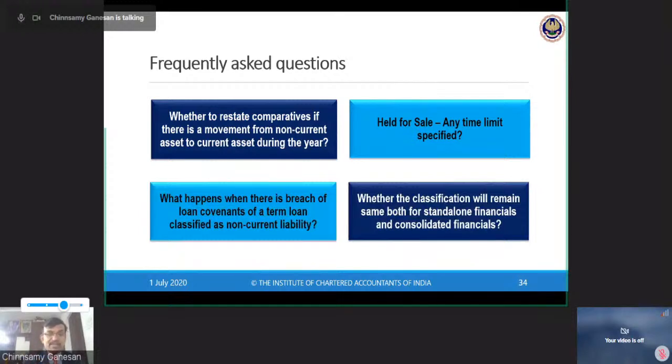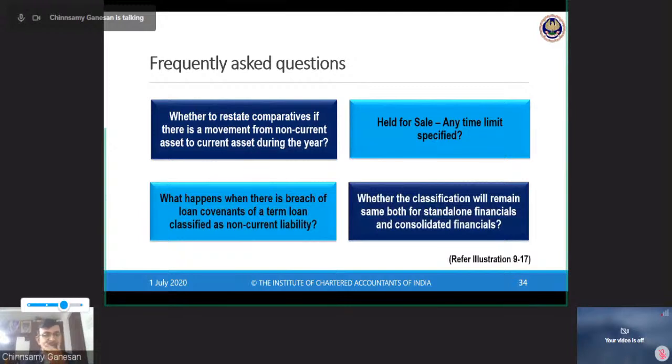Current and non-current classification should be tested from the perspective of the entity which is preparing the financial statement. When standalone financial statements are prepared, from the standalone perspective, I have to see whether the realization is within 12 months or not. When it is consolidated, I have to consider whether this is expected to be realized from the group's perspective, whether it is current or non-current. We will take some examples on that.